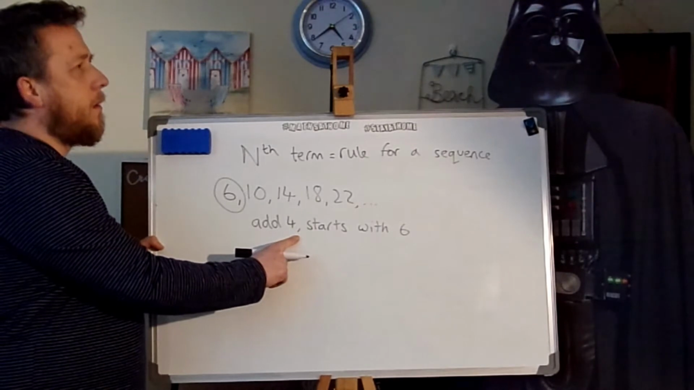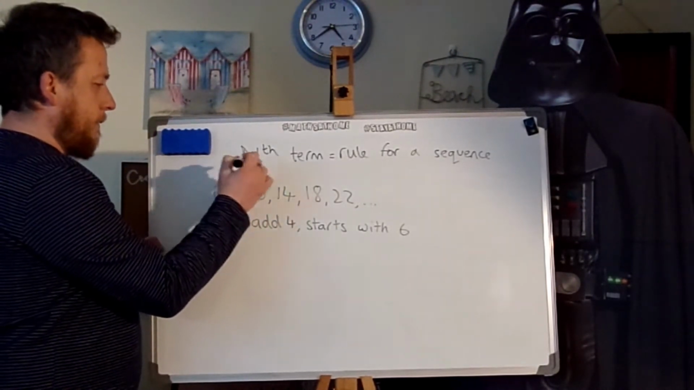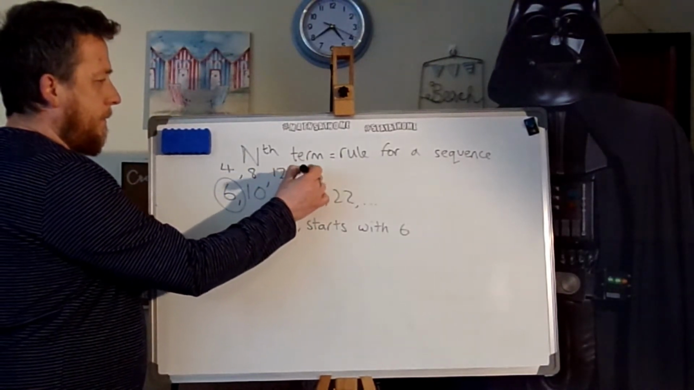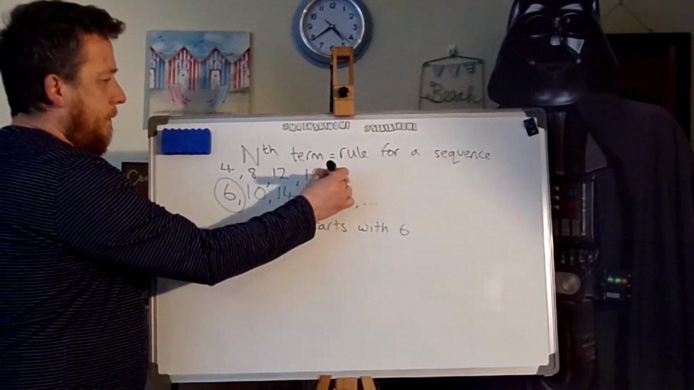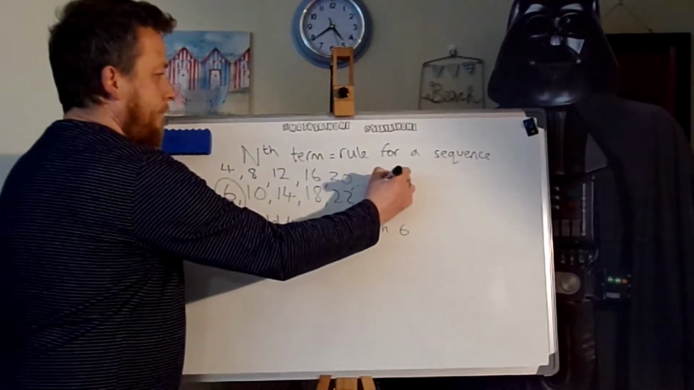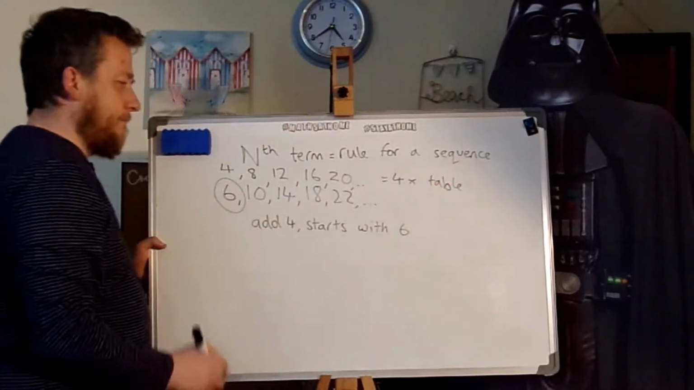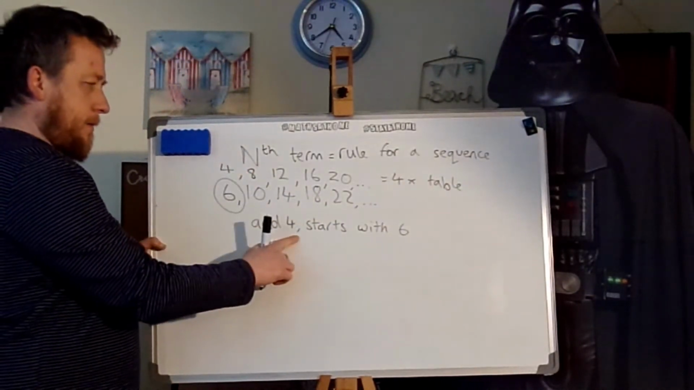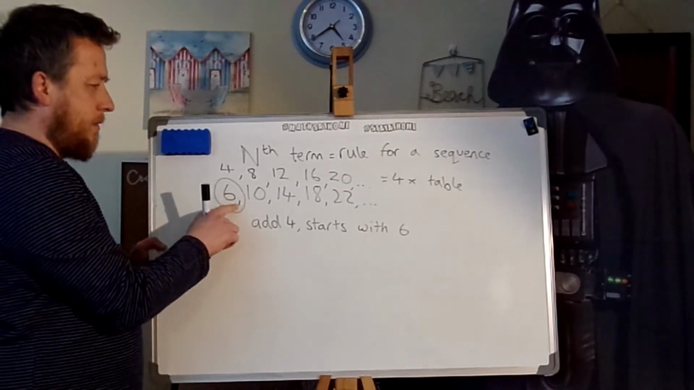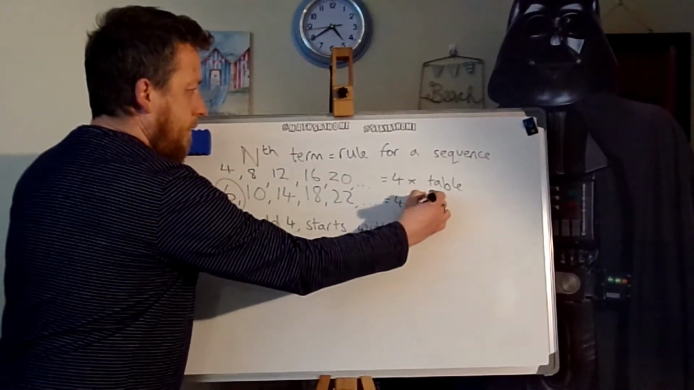Now, what do you notice about adding 4? When do you come across adding 4? It's the 4 times table. So actually, when we talk about sequences, times tables are examples of sequences. The 4 times table, which goes 4, 8, 12, 16, 20, is a sequence because it increases by 4 each time. Now our sequence also increases by 4, but it starts with a different number.